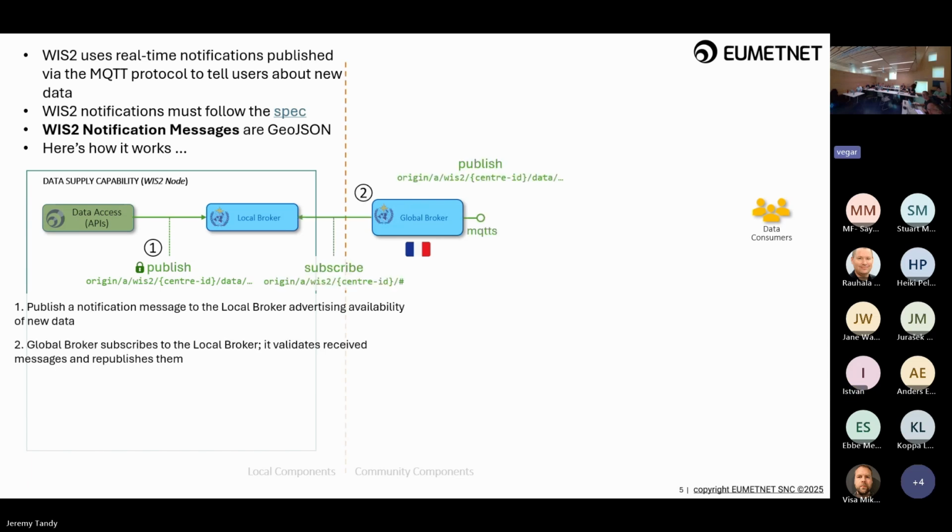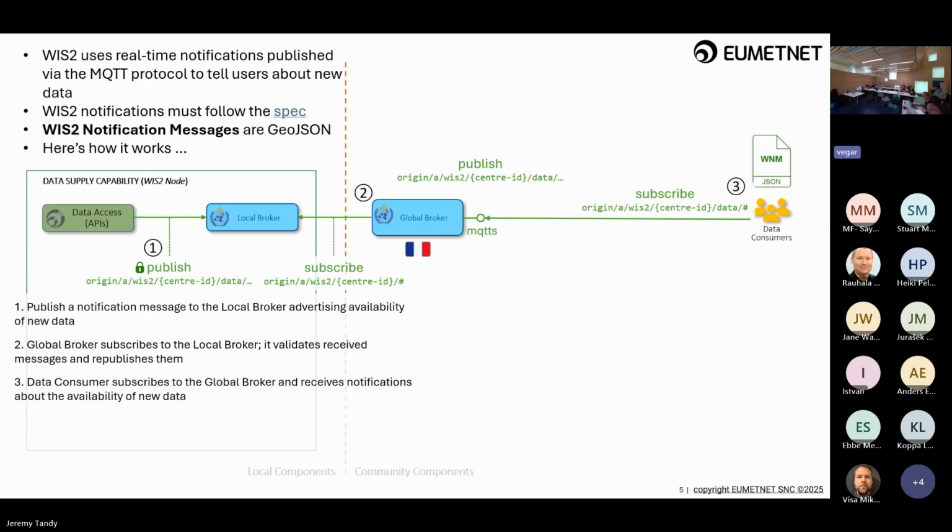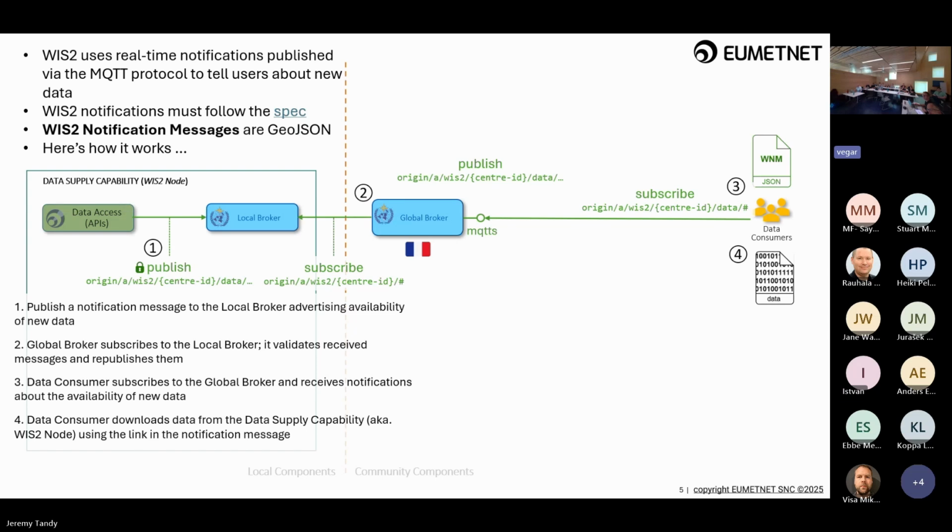Then the global broker subscribes to the local broker, validates received messages and republishes them. We're familiar with this because this is the way the metadata works, right? And then the data consumer subscribes to the global broker and receives notifications about the availability of new data, a WNN, WIS notification message. It's just this JSON file. And then the data consumer downloads data from your data supply capability, i.e. the WIS2 node, via the link in the notification message. So that's the way it works.